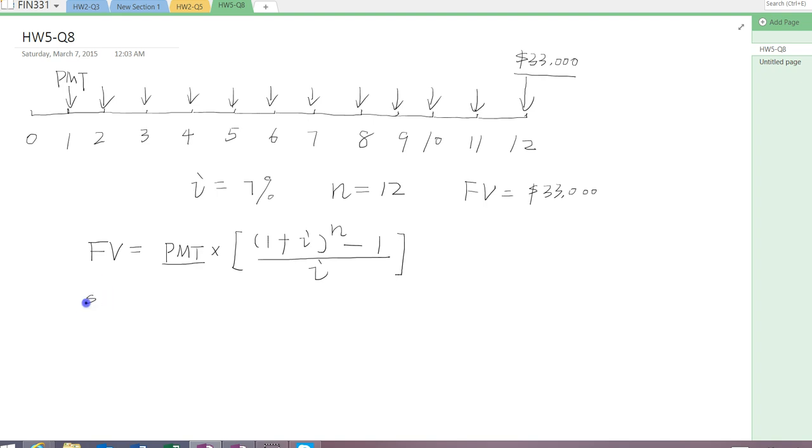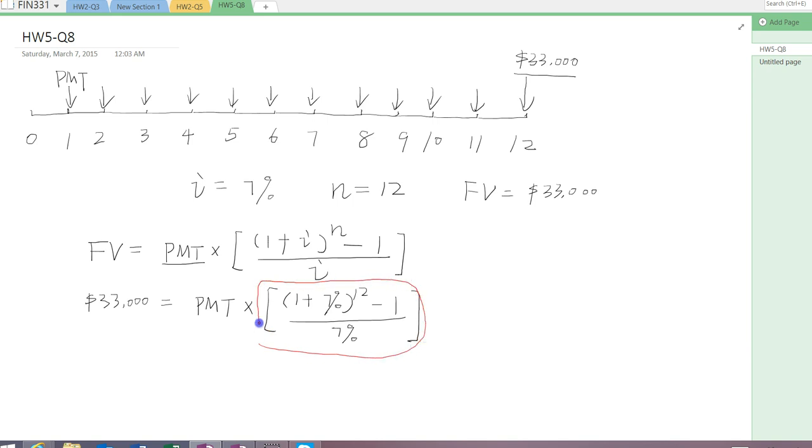So 33,000 equals payment times 1 plus the interest rate 7% raised to the power of 12, minus 1, and then divided by the 7% interest rate. So now I can solve this by dividing both sides. So let me use another color pen. Both sides by this whole chunk.